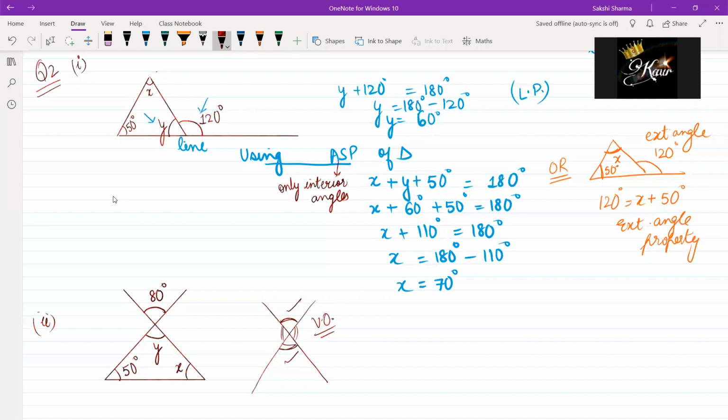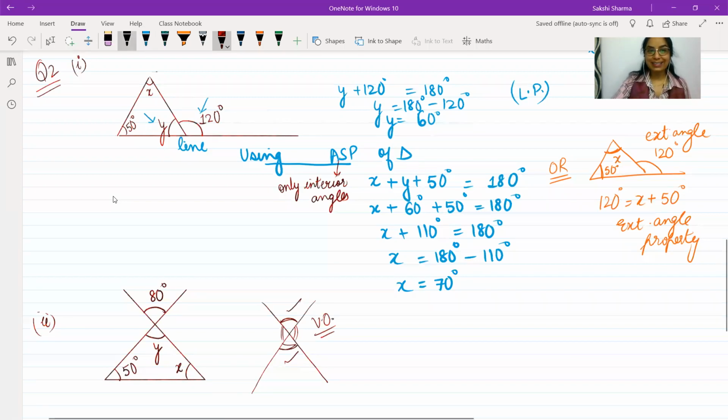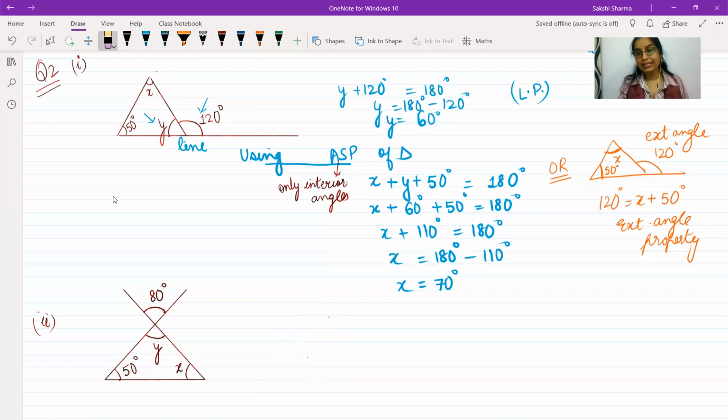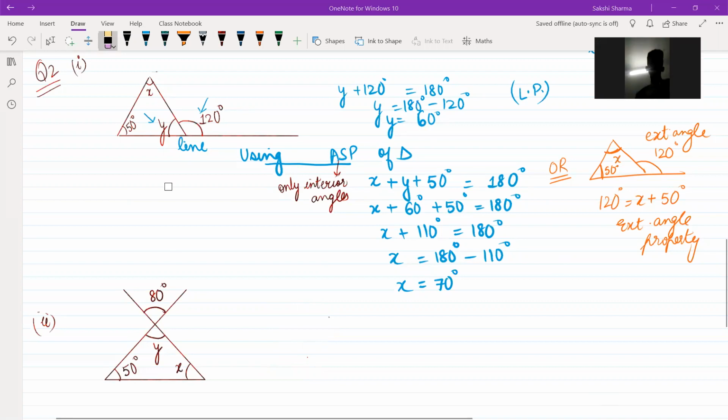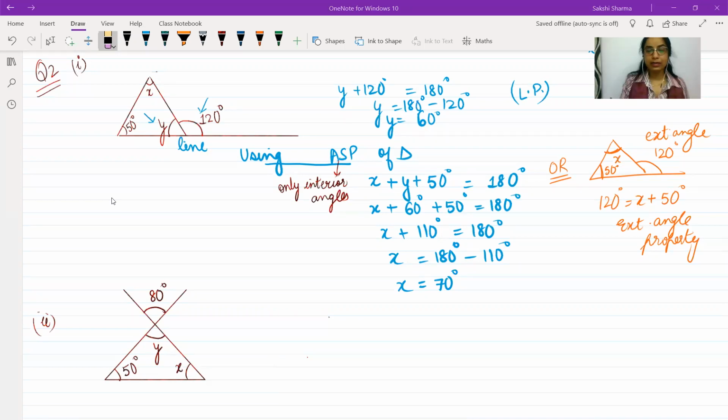Ma'am, x equals 30 degrees. Yes, just a minute. No, if you are applying the exterior angle property, Gagandeep, that will be wrong. You cannot apply the exterior angle property here because 80 degrees is not an exterior angle. An exterior angle is formed when one side is extended. But if you look at the point where 80 degrees is formed, you will see that a cross is formed there. Yes, it's not an exterior angle. We cannot use the exterior angle property.